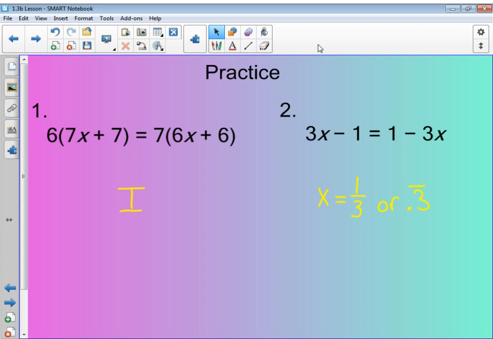Okay, so you'll notice in number 1, you should have ended up with an infinite number of solutions, because when you worked your way through and got rid of your x's, you ended up with 42 is equal to 42.